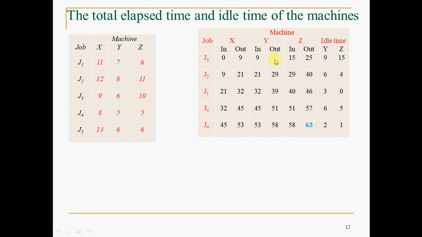So 9. So how about the 6 to 15? 9 to 15, no? J3 you have to see. J3, the processing time of Y, is 6 minutes. So you just have to keep on adding.